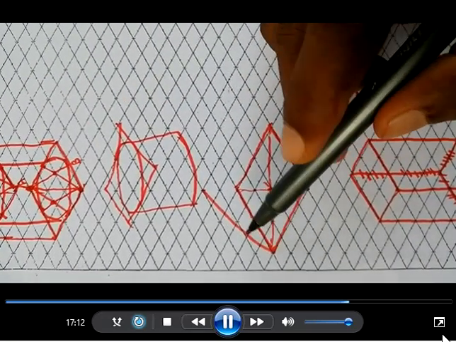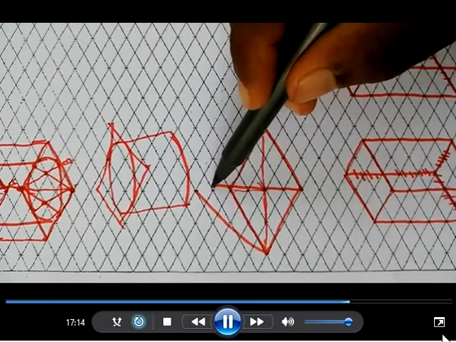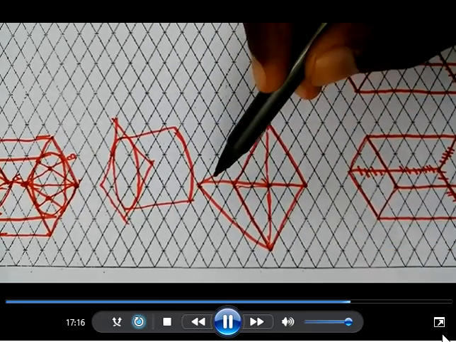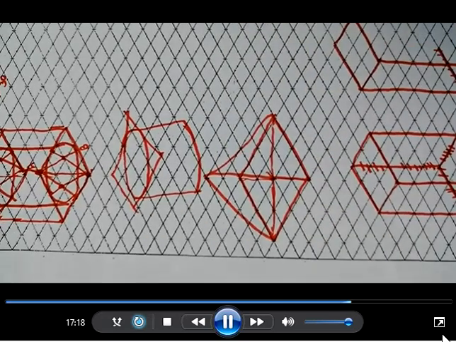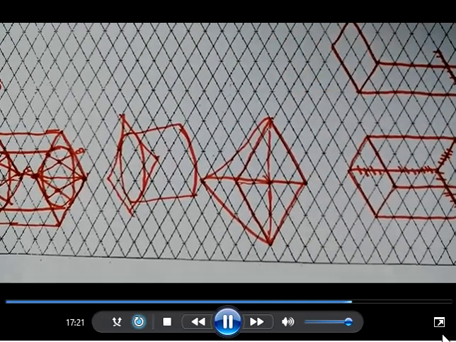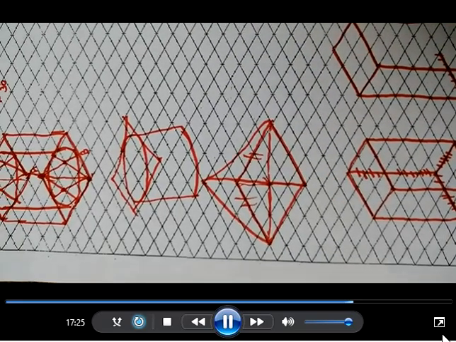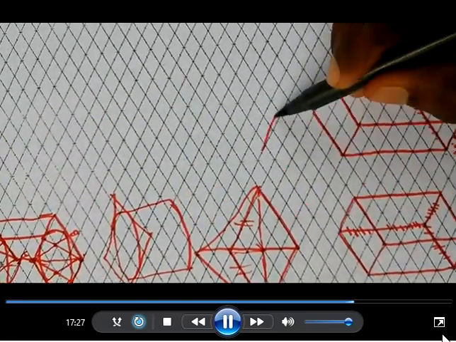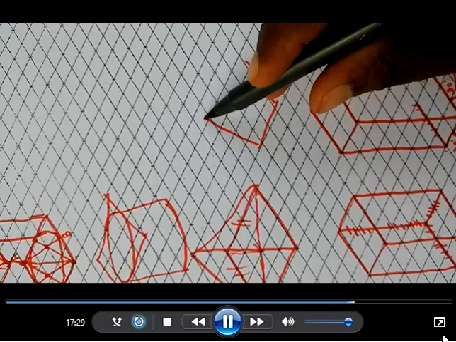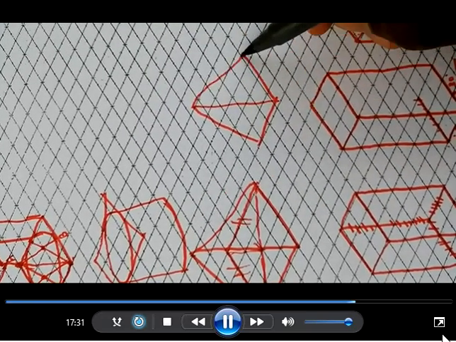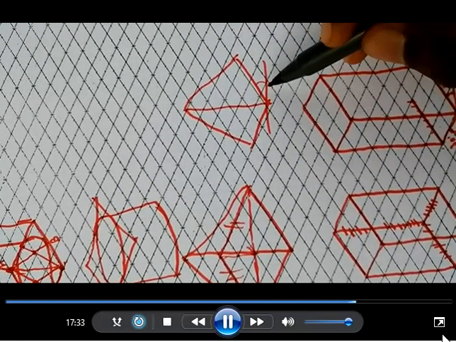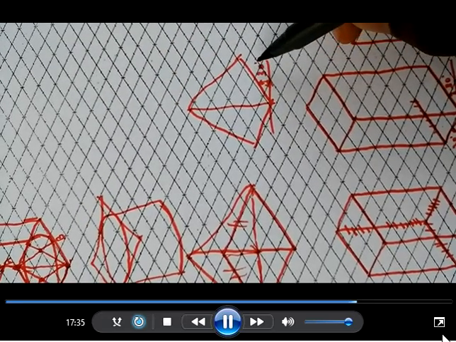Join all corners with the apex. So that completes the square pyramid of dimension 40 mm. Again, this portion is not visible, this portion is not visible. You can either erase or keep it thin. So the final diagram will be like this. Indicate this angle as 30 degrees.